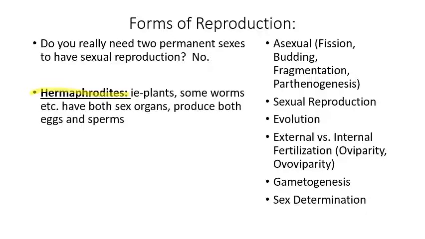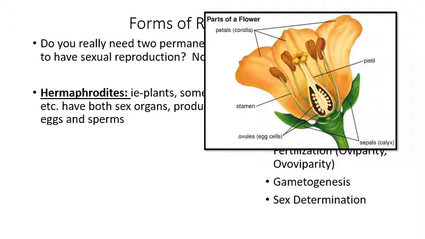And so they can mate with another worm and exchange genetic information. But if they can't find another worm, they're perfectly able to mate with just themselves and produce lots of offspring, but with less genetic diversity. So here we have a plant, a typical plant.